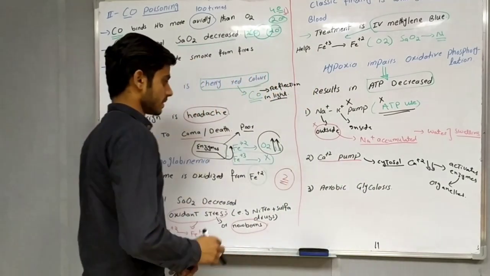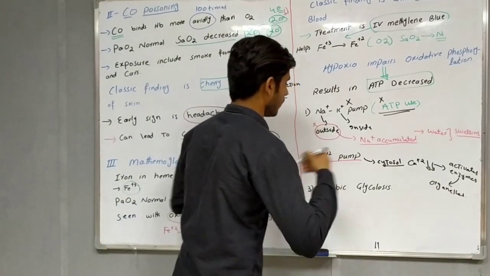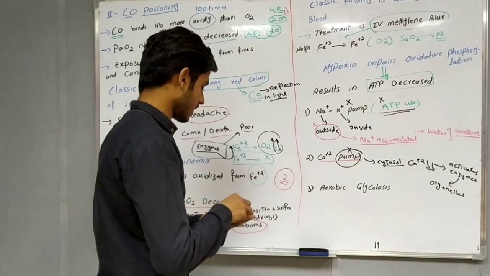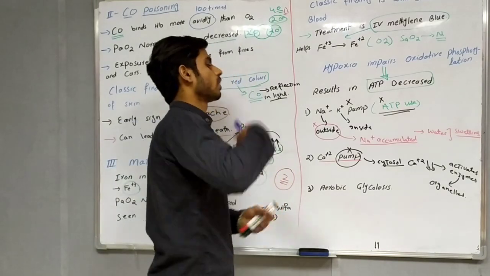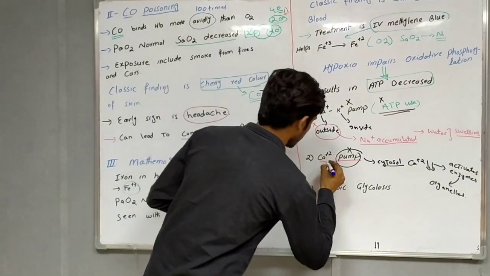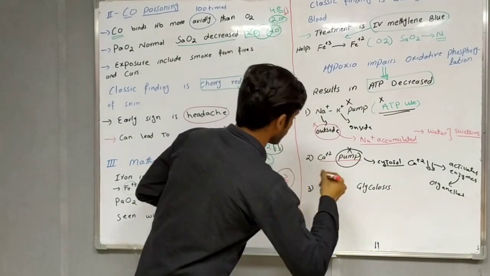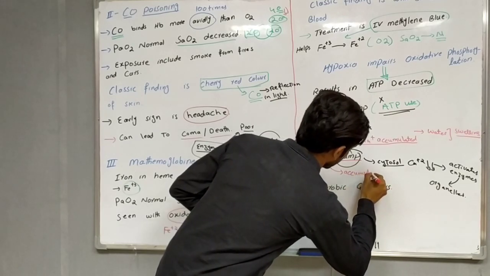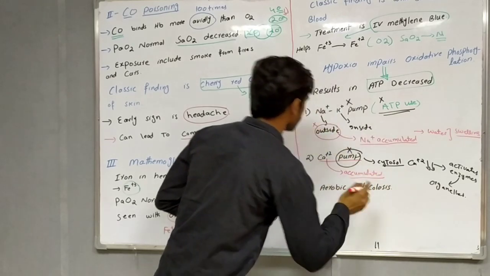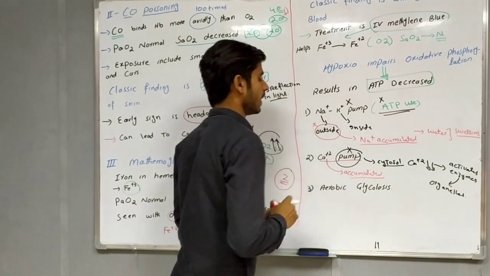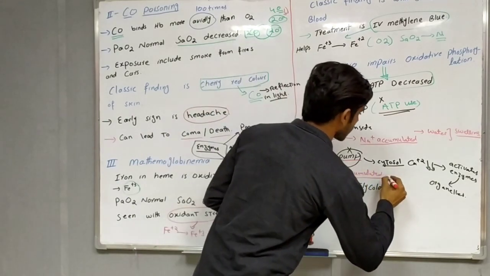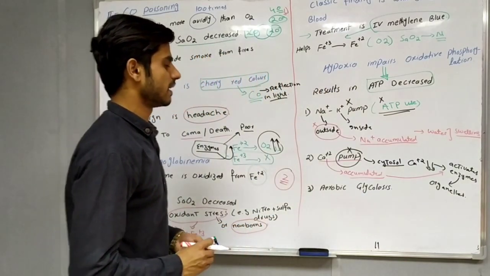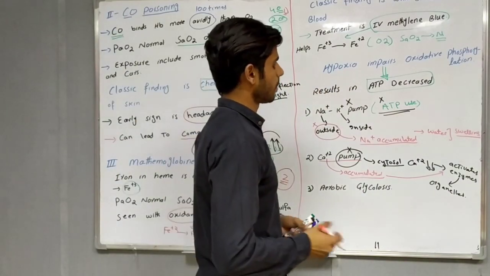But in this case, what happens? There is no ATP. When there is no ATP, the pumps will not work, and we can't move the calcium outside of the cell. So calcium will be accumulated in our cell. When calcium is accumulated, it will activate these enzymes, and these enzymes will cause the breakdown of the organelles, and this is also a sign of cell injury.